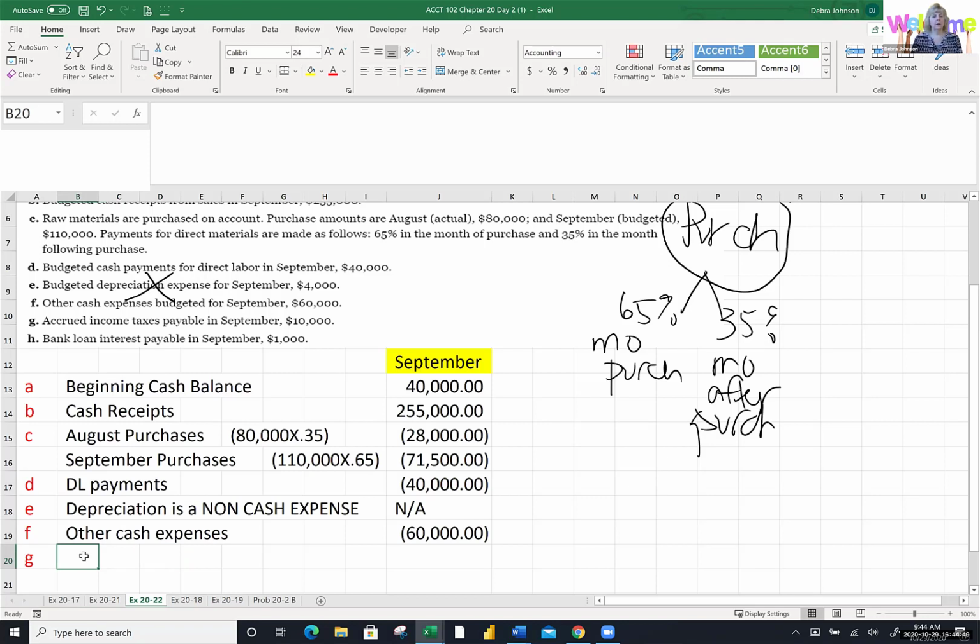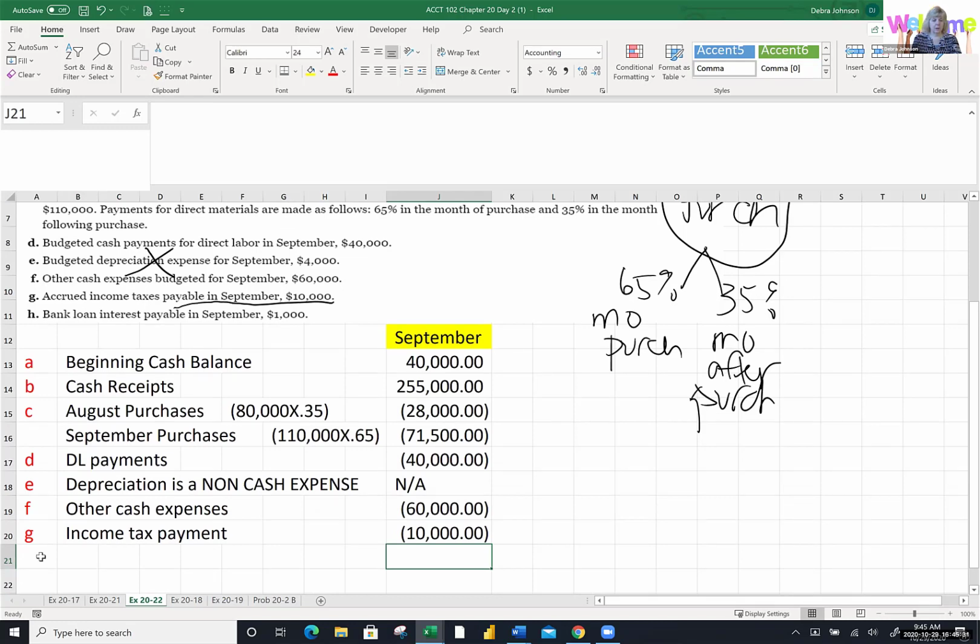Okay, accrued income taxes. When I see that word accrued, I think it's their attempt at a little curveball again, because accrued means something's owed, but then they clarify it. They said accrued income taxes payable in September. In other words, corporations pay taxes 4 times a year. One of those payments is due on September 30th. So they would have been accruing the income tax as they go. This is the actual money that's coming out of their account for September. So we will go ahead and include that. Income tax payment, 10,000.